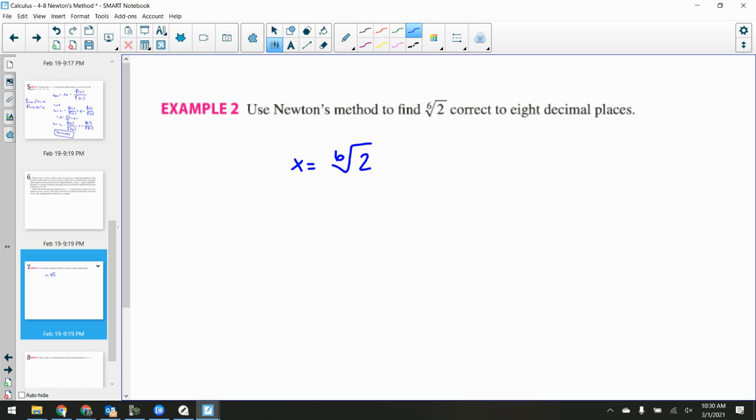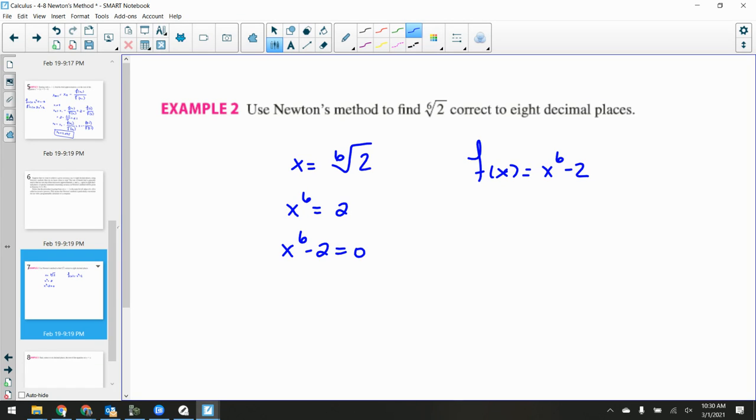Well, if I'm taking the 6th root of something to get it over to the other side, I've got to take it to the 6th power. x to the 6th is equal to 2, and then I can subtract over the 2. x to the 6th minus 2 is equal to 0. That's the function that we're going to use. f of x is equal to x to the 6th minus 2.